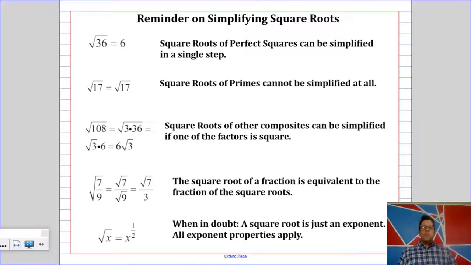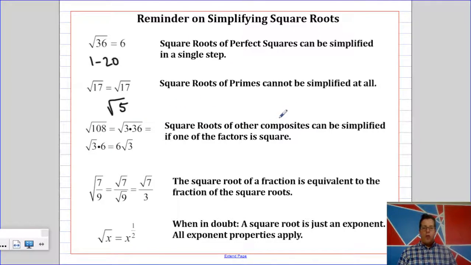So we're going to start this video with some rules on square roots. First, square roots of perfect squares can be simplified in a single step, so you should know all of your perfect squares from 1 to 20. Square roots of primes can't be simplified at all, so if you're taking the square root of a prime number, you know it can't be simplified.